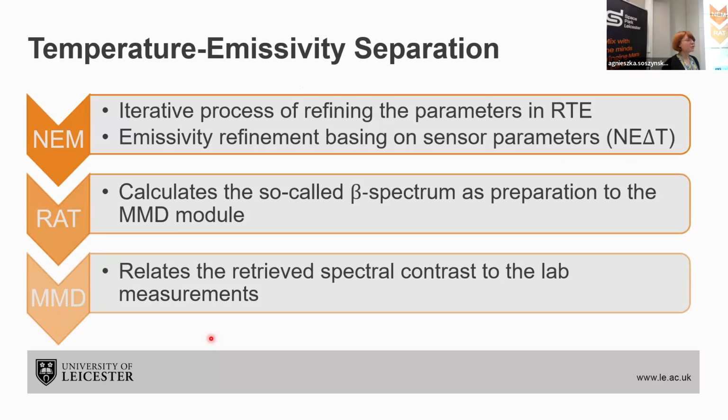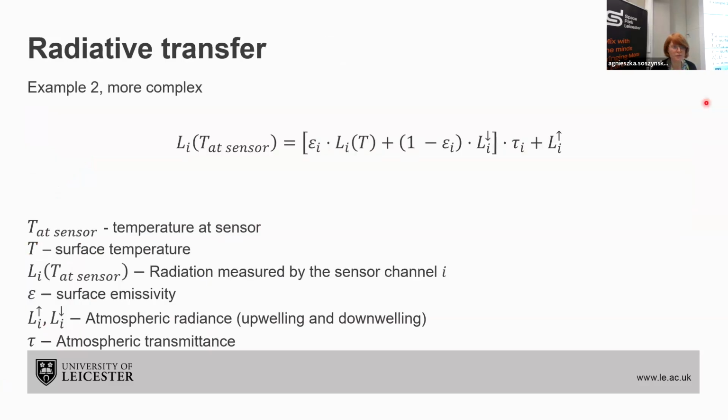So TES consists of 3 modules. They're called NEM, RAT, and MMD. I don't remember the names for that completely. Maybe I'll remember later in the lecture. The NEM module is an iterative process of refining the parameters from the radiative transfer equation. So what it takes is a very similar radiative transfer equation to that one, where you account actually for the downwelling there. It's not the same, but it's very similar.